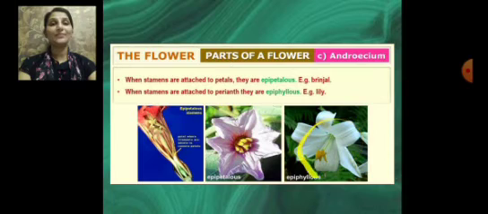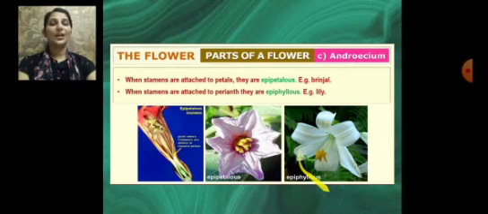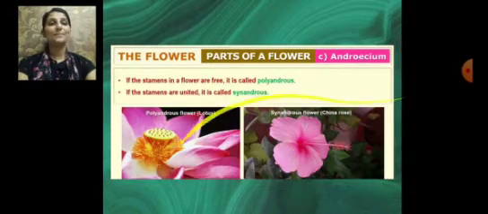We know perianth is the structure in which the petals or the corolla or calyx are not distinctive. They cannot be distinguished from each other, and such a structure is called the perianth. If the stamens are attached to the perianth, they are called epiphyllous. If the stamens are attached to the petals, they are called epipetalous, and if the stamens are attached to the perianth, they are called epiphyllous.